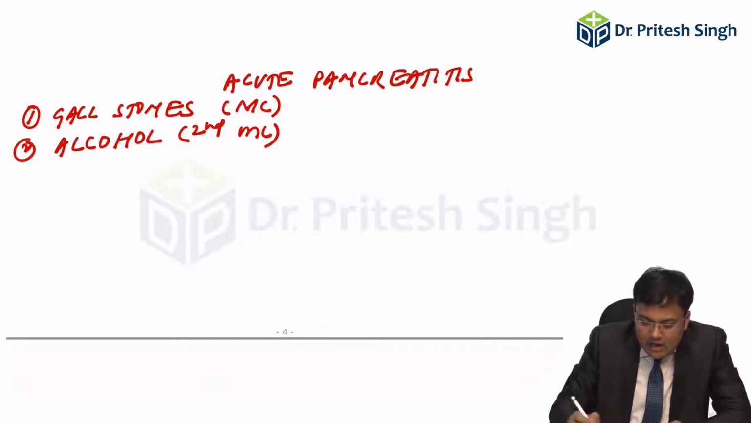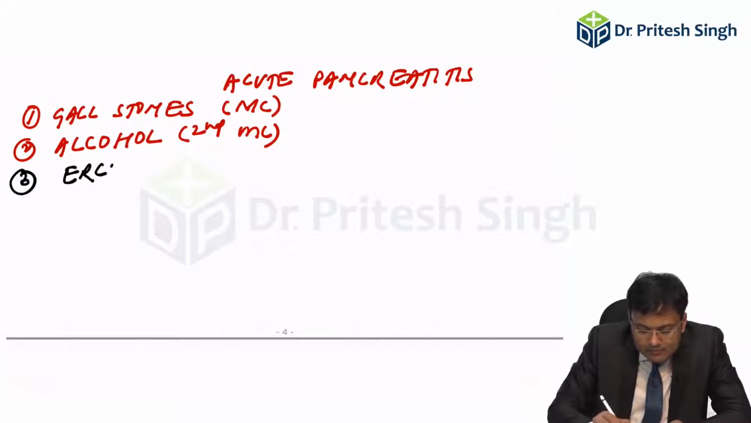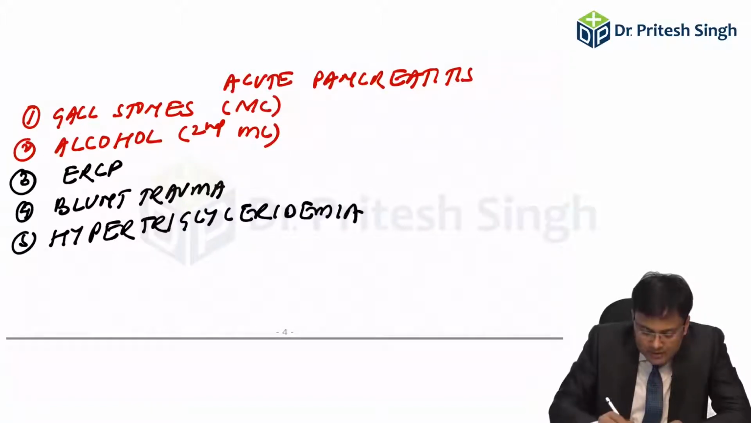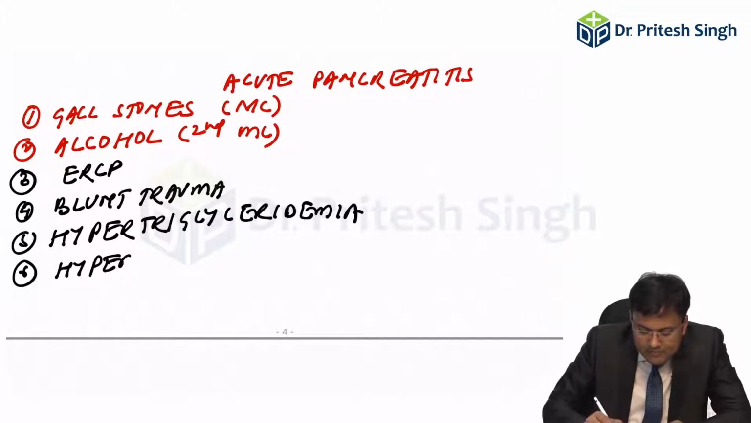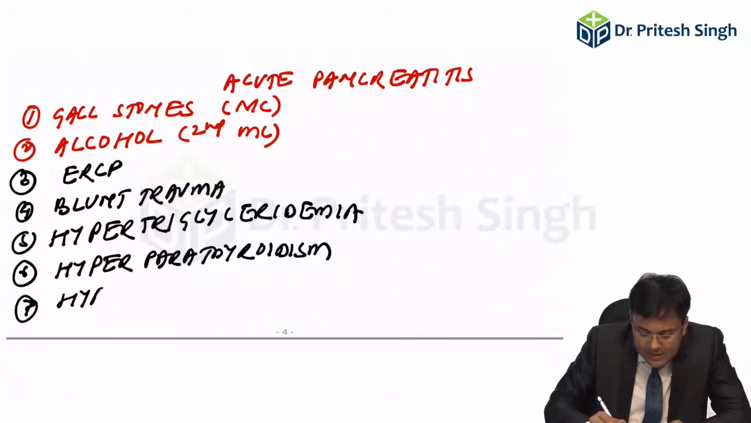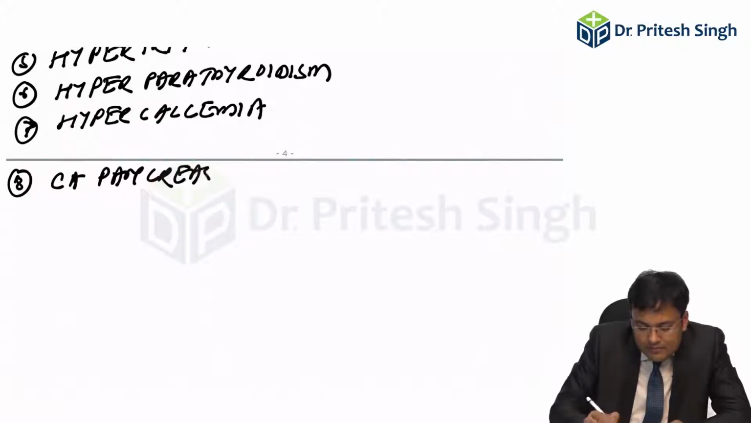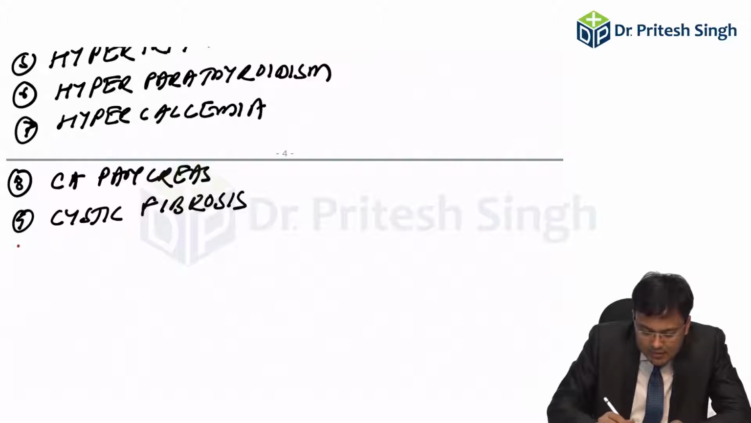What are the other causes of acute pancreatitis? It is ERCP, blunt trauma, hypertriglyceridemia, hyperparathyroidism, hypercalcemia, carcinoma pancreas, cystic fibrosis, some viral infections, and the mnemonic is CME.